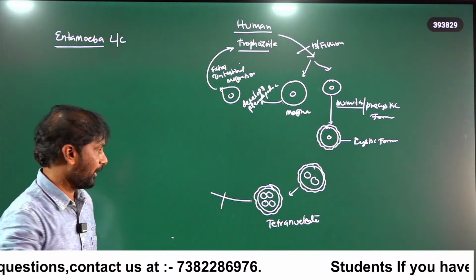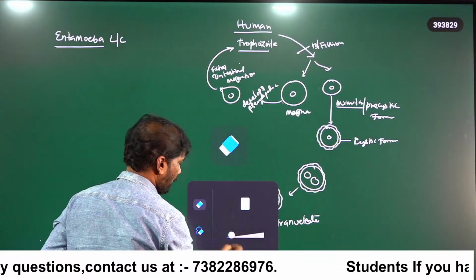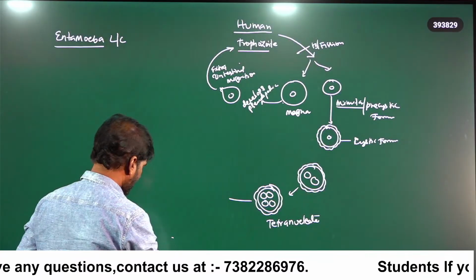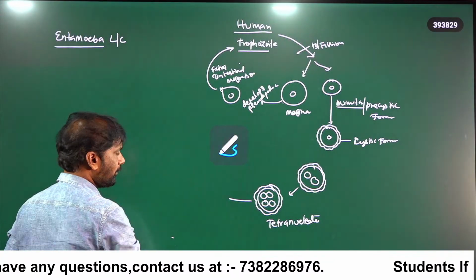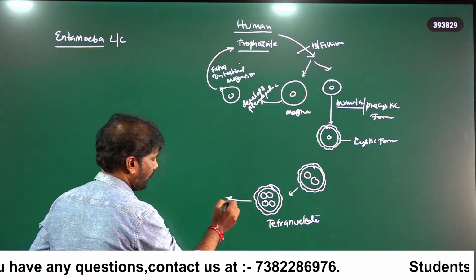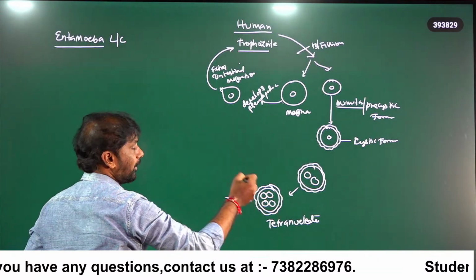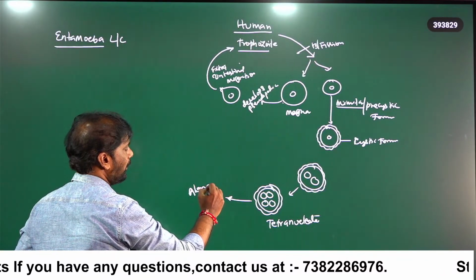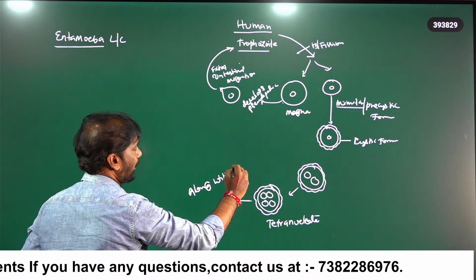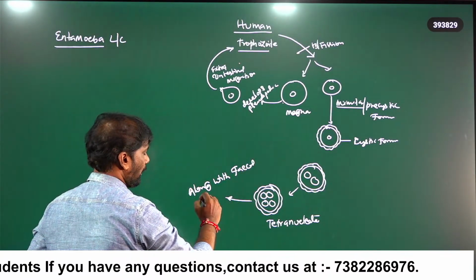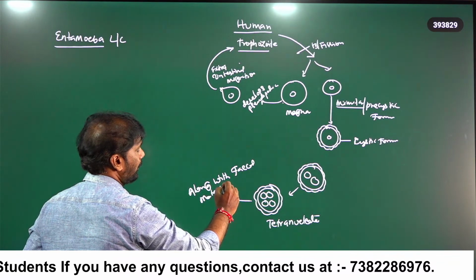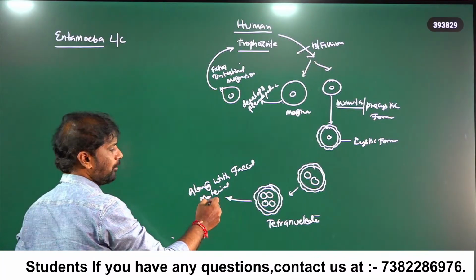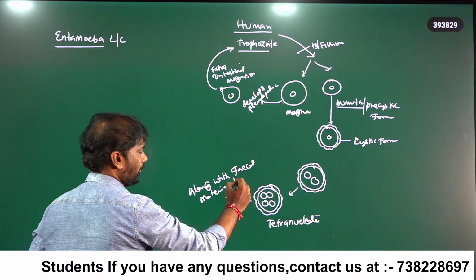Here is this individual, who releases the fecal material. Along with the fecal material, which means undigested food, you can say roughage, the tetranucleate stages are also released.